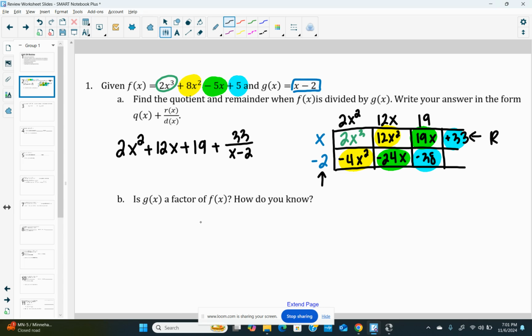Then it says, is g of x a factor of f of x, and how do you know? And so the answer to that would be no, because there's a remainder. Or because the remainder doesn't equal 0. So if it evenly divides in there, there wouldn't be any remainder left.